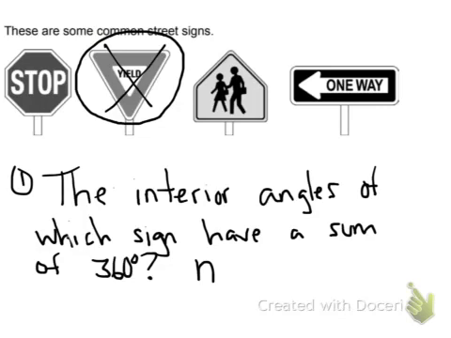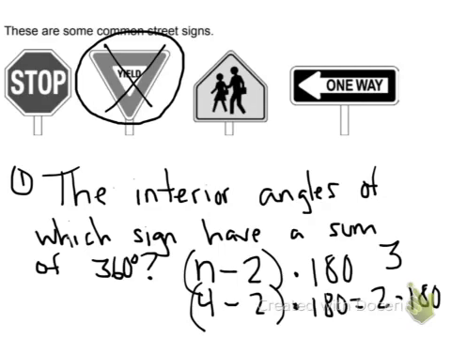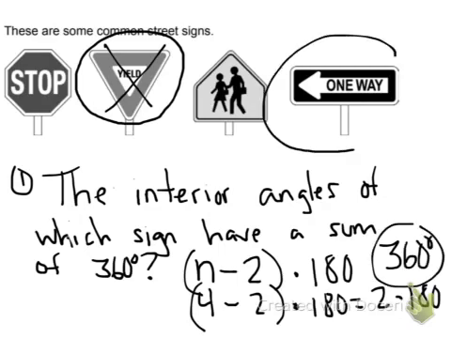So remember the formula is n minus 2 times 180. Alright, and we're looking for the sum of all the angles inside. So this is a four-sided figure. So 4 minus 2 times 180, and then we know that 4 minus 2 is 2, times 180. Well, boom, right there, 360 degrees. So the correct answer is the one-way sign, which would be the sign that has a sum of 360 degrees.